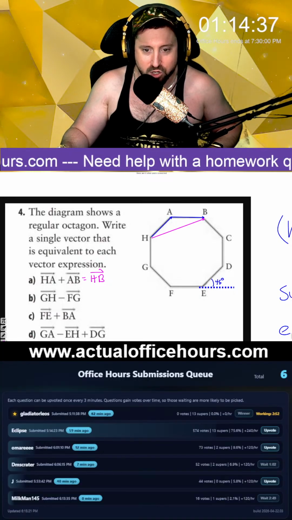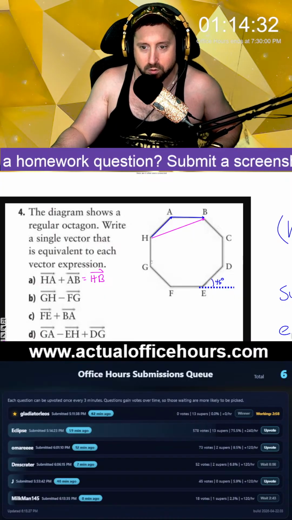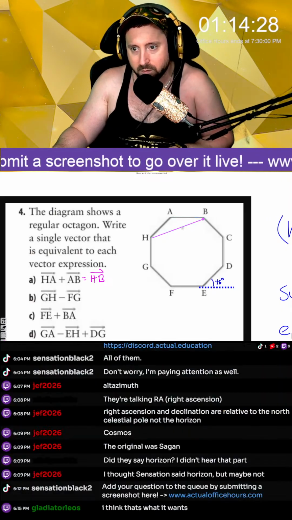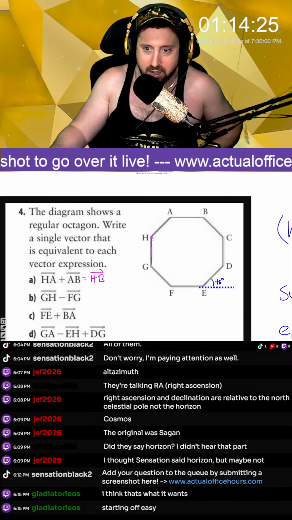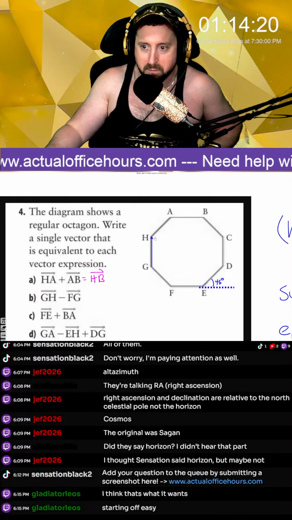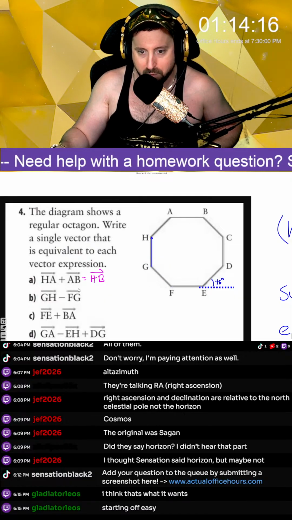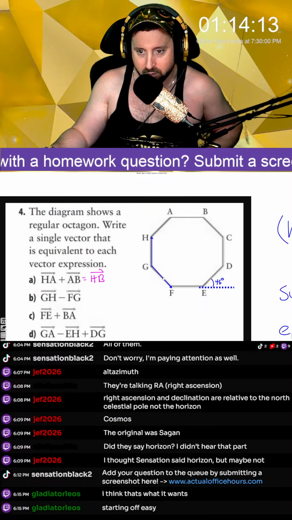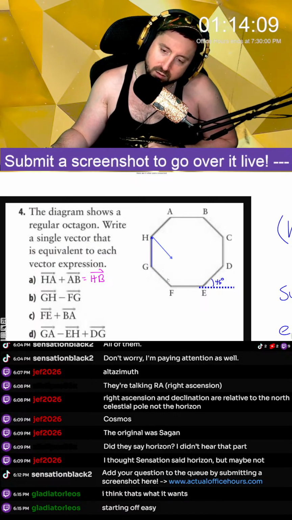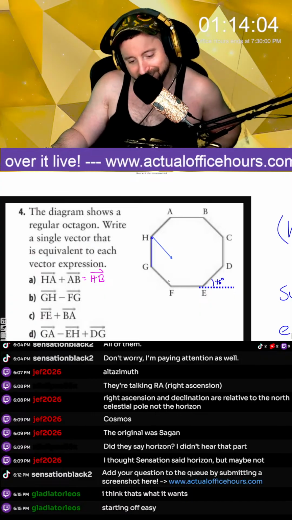Let's see. GH minus FG. So if we do GH, and then minus FG. FG was going this way, but now I need it to do minus, so it's going to go that way. So then that's this. Oh, I see. Wait, where does that go?